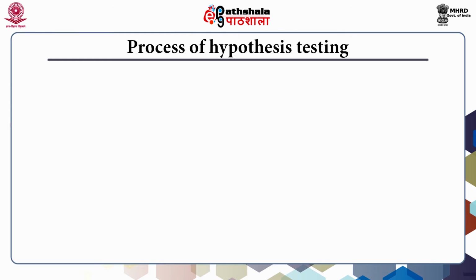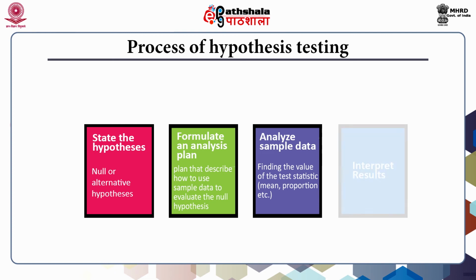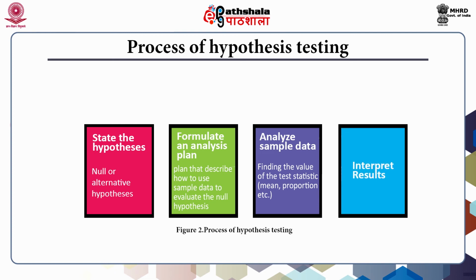Process of hypothesis testing. The hypothesis testing process consists of 4 major steps as shown in the figure below. This includes stating the hypothesis, formulating the analysis plan, analyzing the sample data, and interpreting the results.